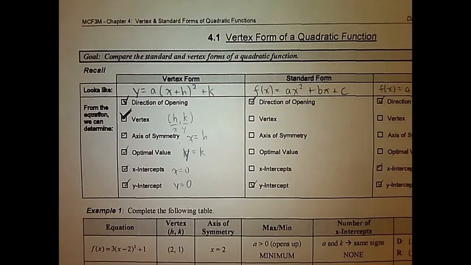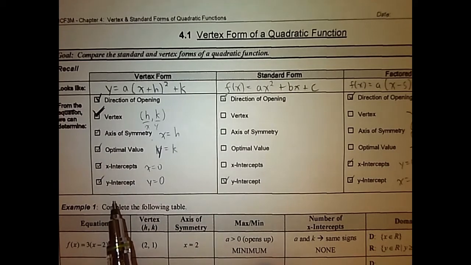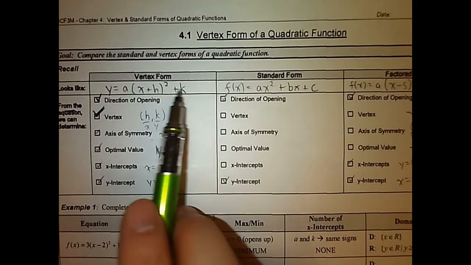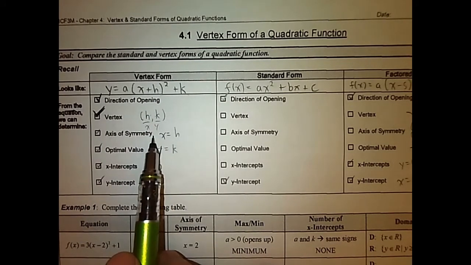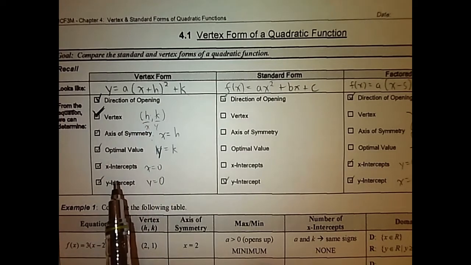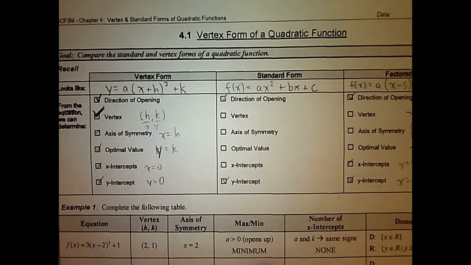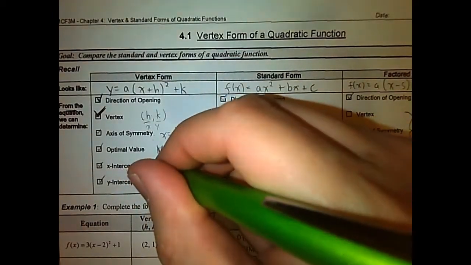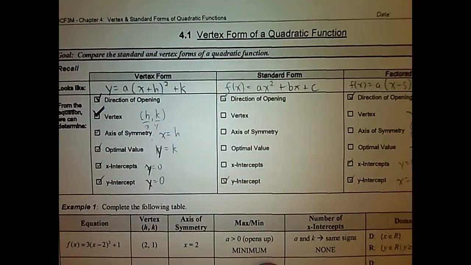So based on all three of the equations, I can figure out the most stuff from vertex form. Again, I can figure out the vertex, that's what we call it vertex form, by getting the h and the k value, that's going to be the vertex. The axis of symmetry, remember, is just the x value of the vertex. And the optimal value is a max or min point, and that's the k value of the vertex. And then the x-intercepts, we set y equal to 0, and for the y-intercepts, we set x equal to 0.